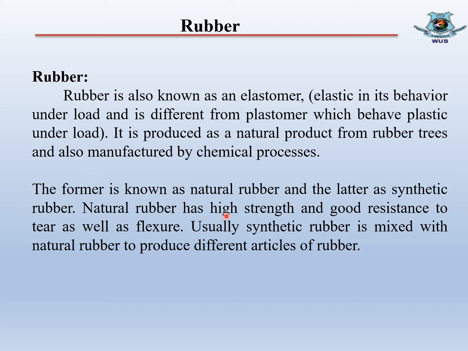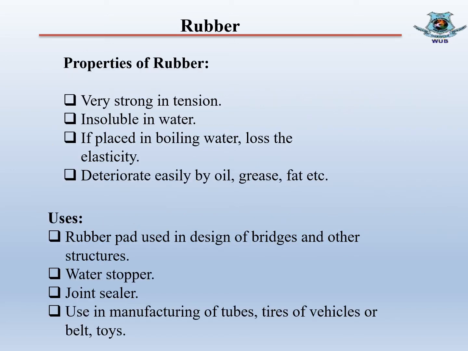Natural rubber has high strength and good resistance to tear as well as flexure. Usually, synthetic rubber is mixed with natural rubber to produce different articles of rubber. Properties of rubber. It is very strong in tension, insoluble in water. If placed in boiling water, it loses its elasticity. It deteriorates easily by oil, grease, fat, etc.